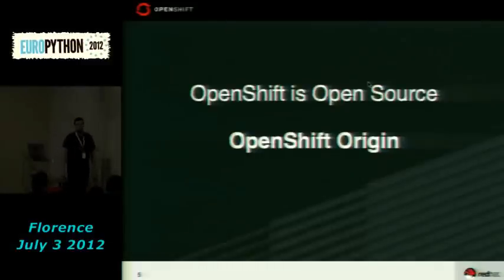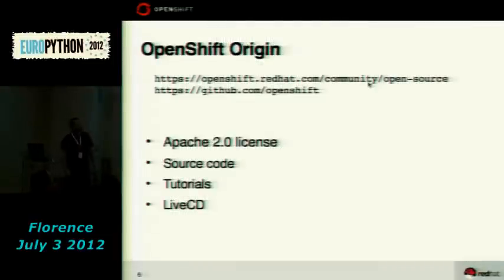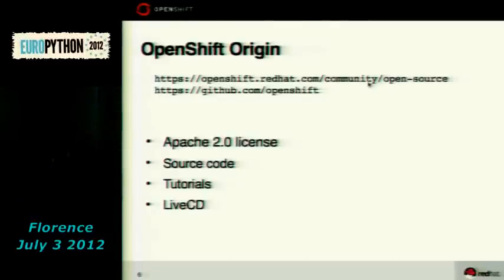OpenShift is also open source. The open source project we call OpenShift Origin. It is hosted on GitHub. It is under Apache 2 license. The source code is freely available. We have a lot of tutorials. We have a live CD that you can just download, spin up using KVM, VirtualBox or something on your laptop, and have the Platform as a Service running there for some testing purposes.